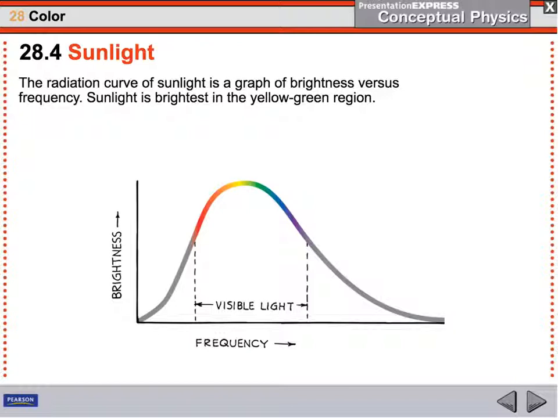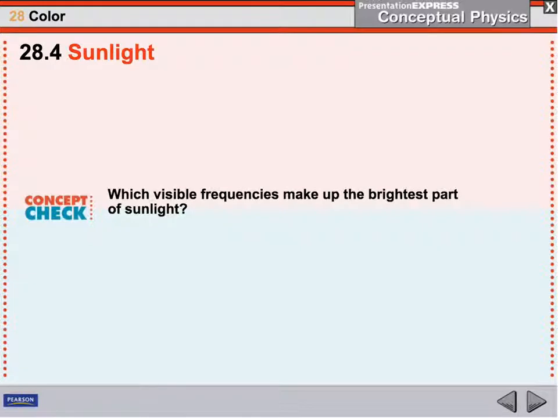The radiation curve of sunlight is a graph of brightness versus frequency. Sunlight is brightest in the yellow-green region. Which visible frequencies make up the brightest part of sunlight?